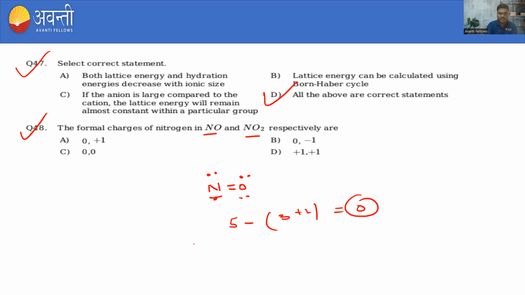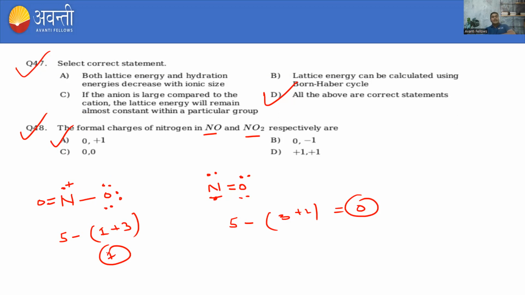Now similarly, if you want to calculate for NO2, how will you draw the structure of NO2? The structure of NO2 is like this, NO, and this has a dative bond. So yeah, this is the structure of NO2. To calculate, the valence electrons remain the same, that is 5, minus lone pair, which remains 1 electron only. And it will form 3 bonds. So this is equal to 1. So 0 comma 1. So which option is correct? That is A.